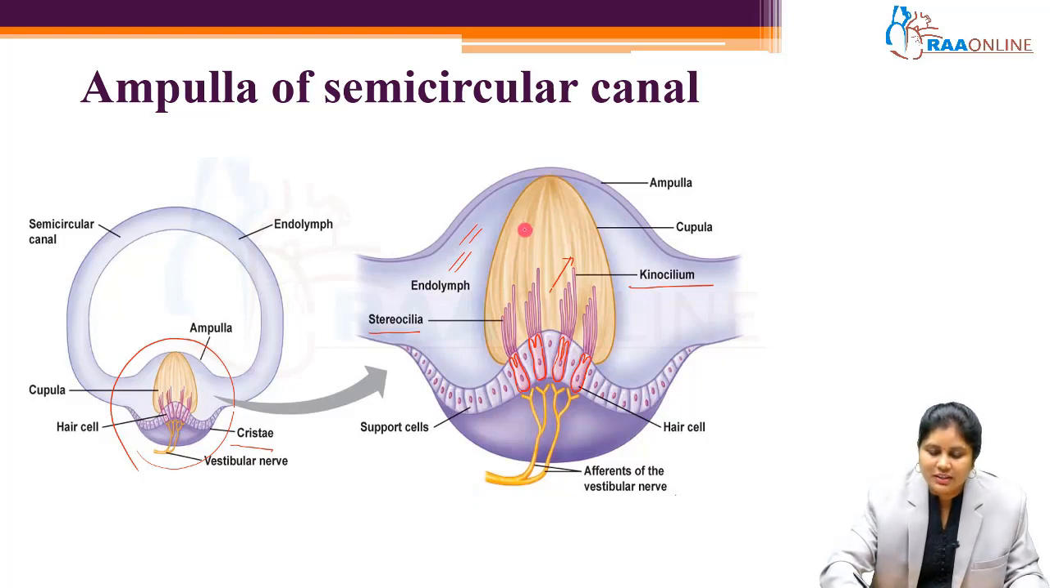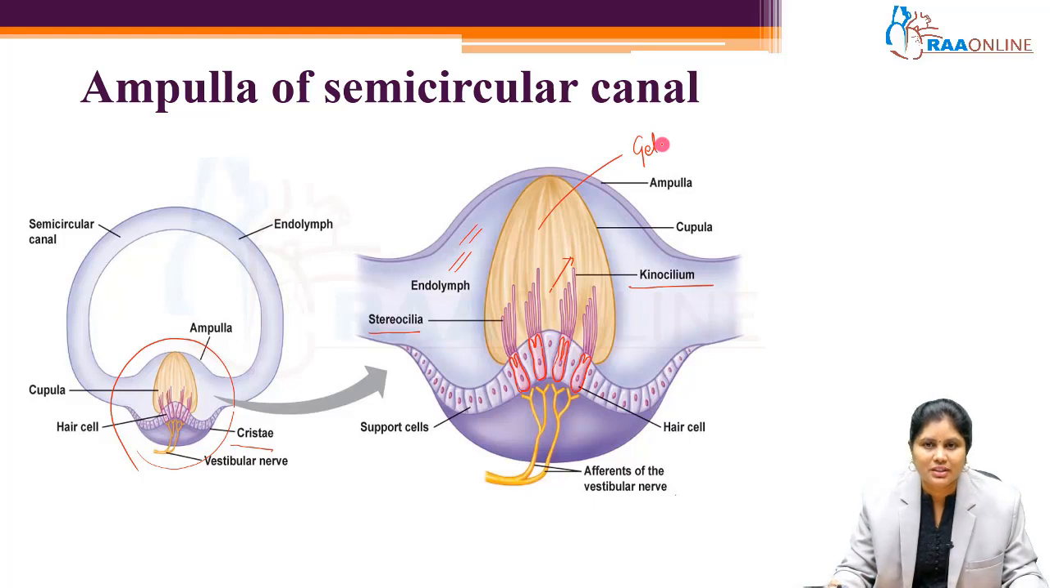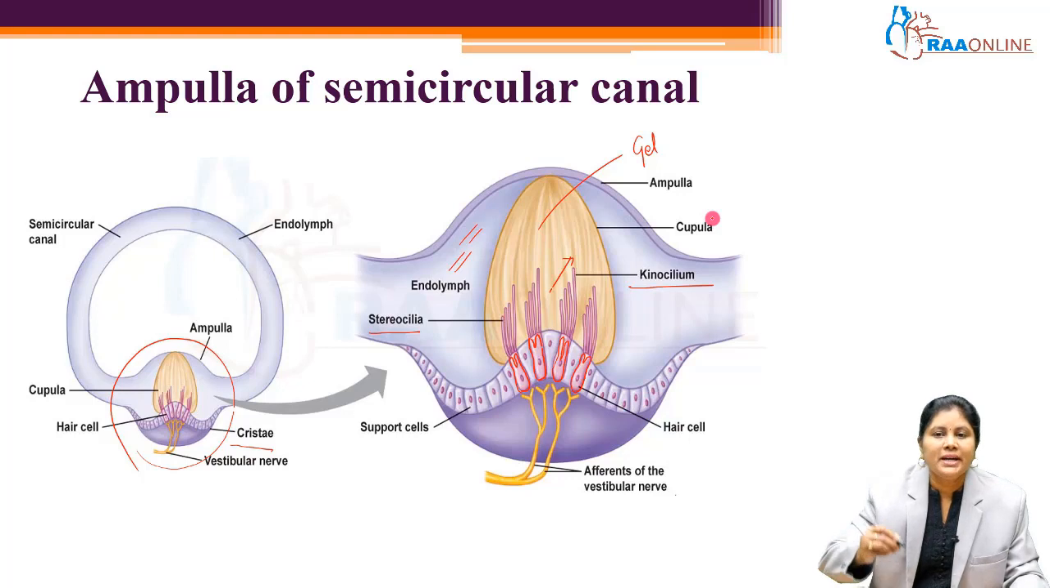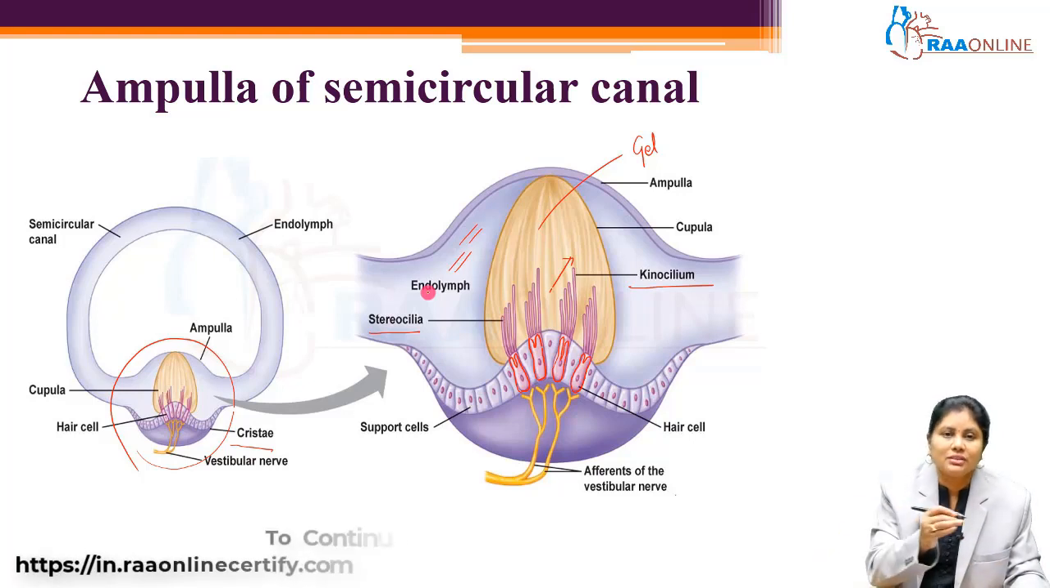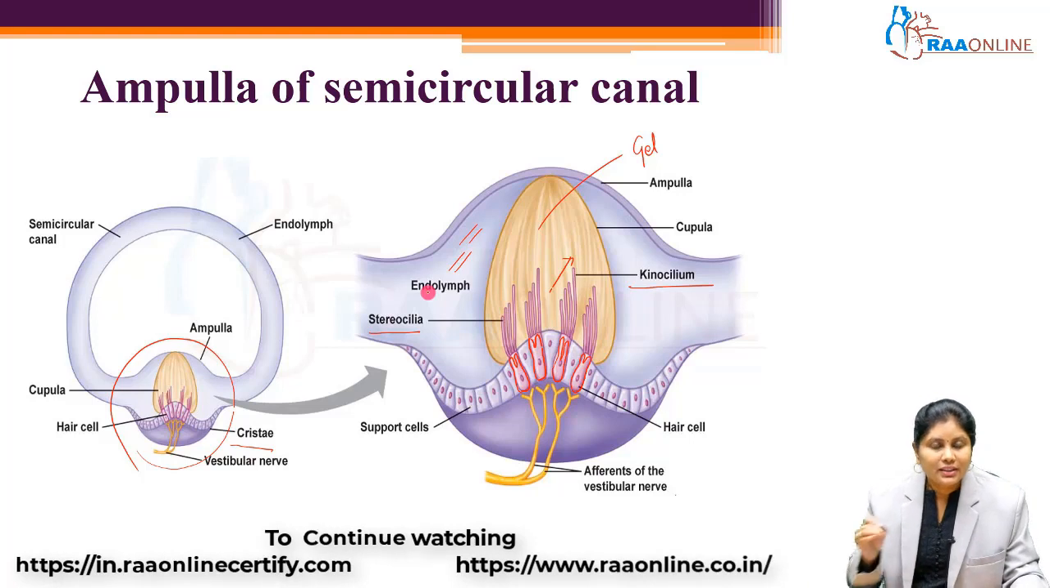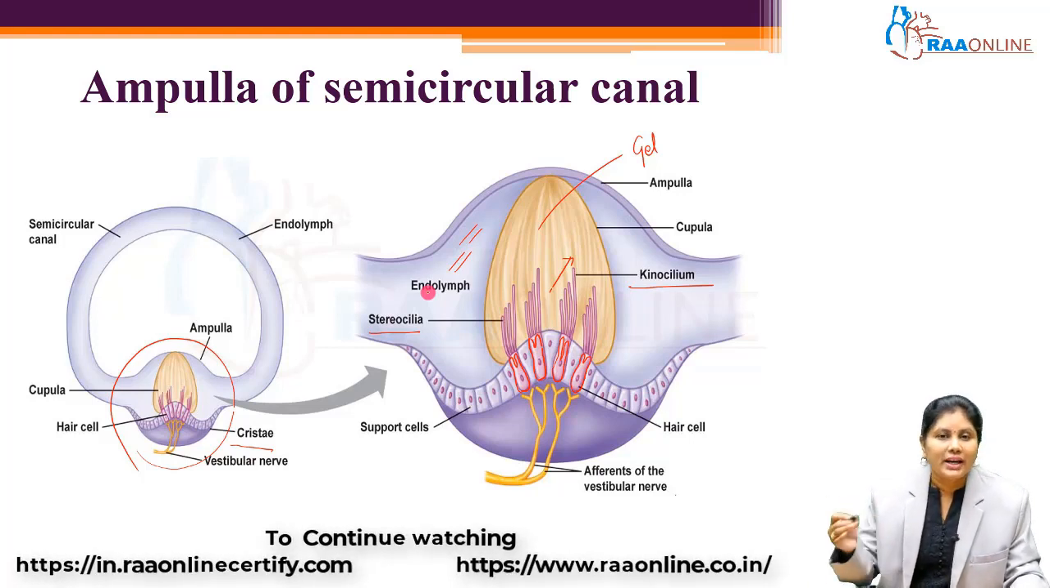And if you can see here, this yellow dome shaped structure is actually a gelatinous substance called the cupula. The hair cells are embedded in the cupula, which is denser when compared to the surrounding fluid, the endolymph. When the endolymph is moved, the cupula is shifted towards one side and pulls the hair cells along with it, and that causes distortion, and electrical signals are initiated from the hair cells.